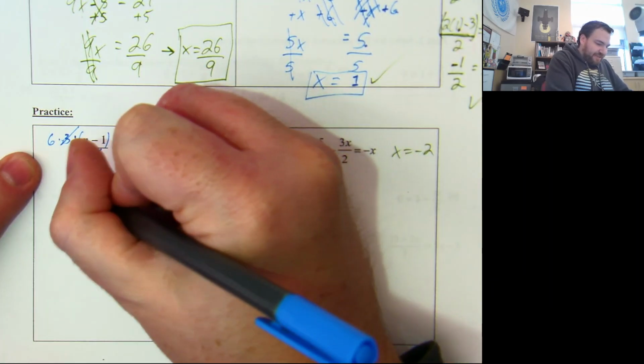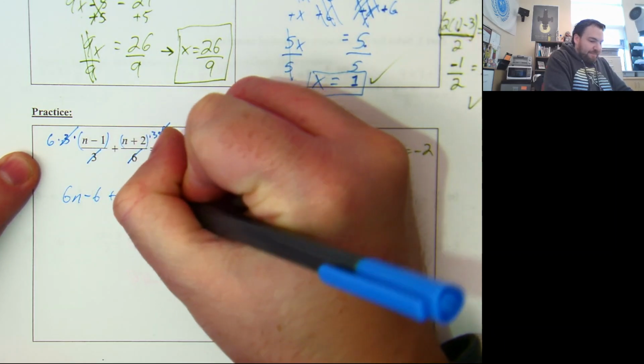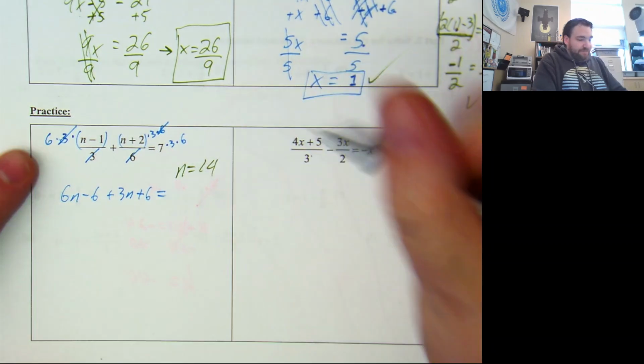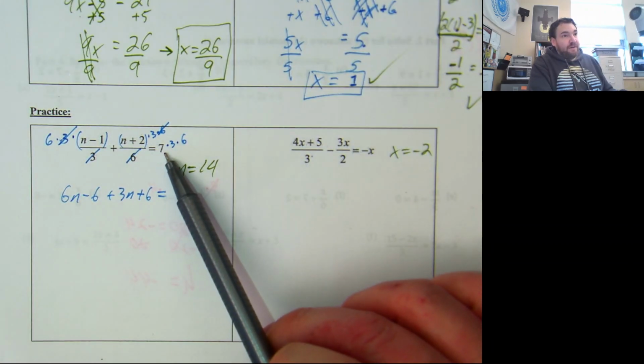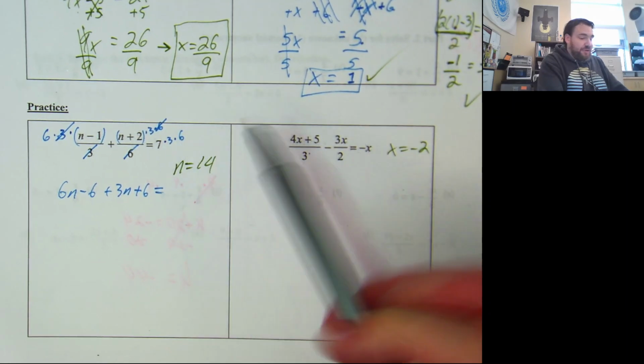This is going to give you 6n minus 6 plus 3n plus 6 equals, I have hiccups. This one, 7 times 3 is 21. 21 times 6 is 126.